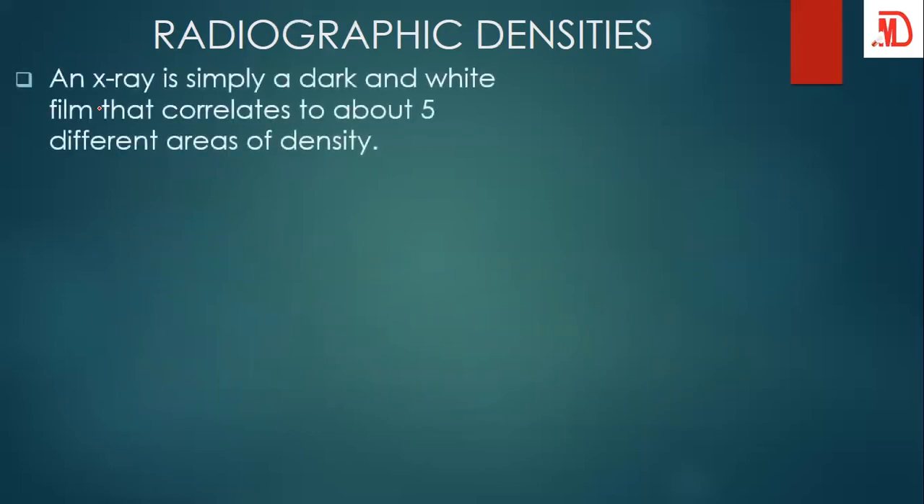Radiographic densities. Now, what is an x-ray? An x-ray is simply a dark and white film that correlates to about 5 different areas of density.